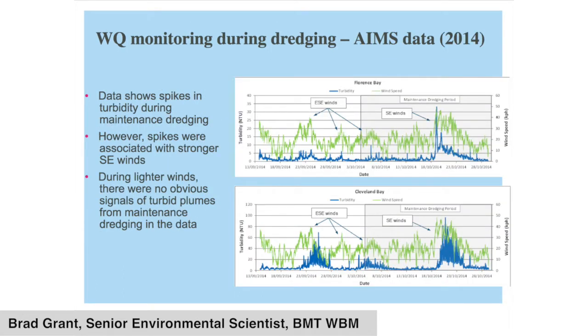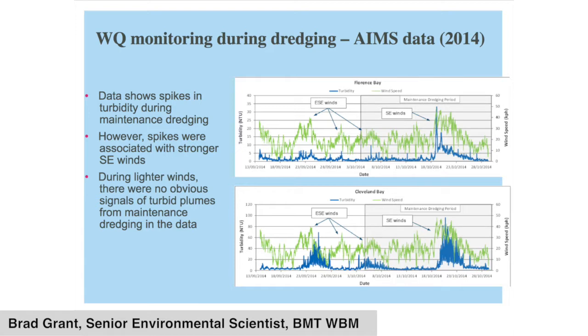So what we got here, the year after, AIMS has been out there monitoring similar things at similar locations. And we got their data in 2014. So there was another maintenance dredging period during this. When we did this, we only had Florence Bay and Cleveland Bay. So we had Maggie Island, and then we had the eastern side of Cleveland Bay. And then we had wind data with this. So AIMS gave us the wind data and they gave us the turbidity data.